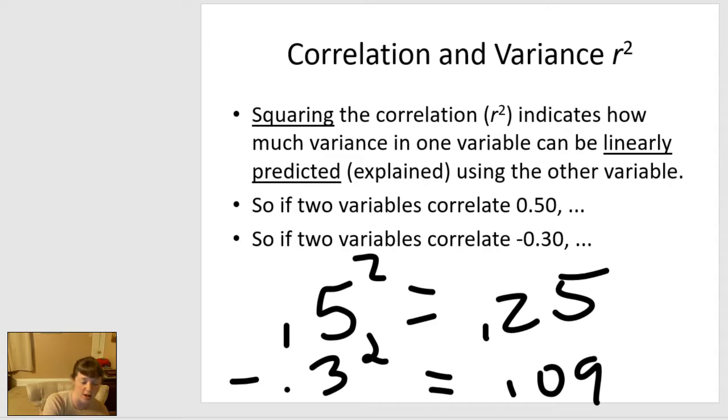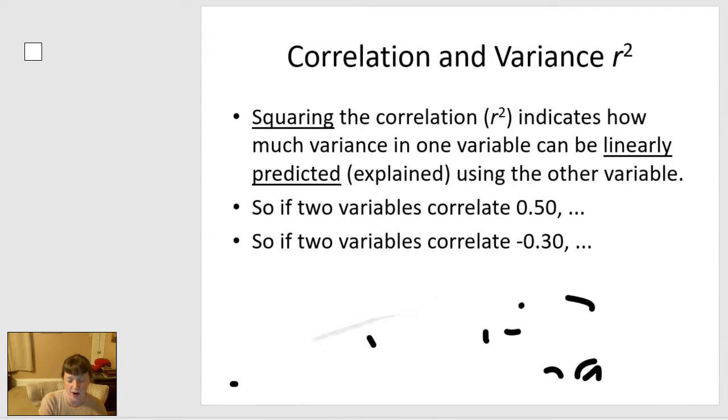And now you can interpret it a whole lot like an eta squared. Remember that from the ANOVA? You can interpret an R squared a whole lot like an eta squared. It is the amount of variability that one variable can predict in the other.